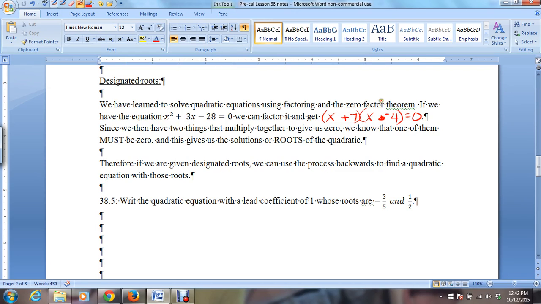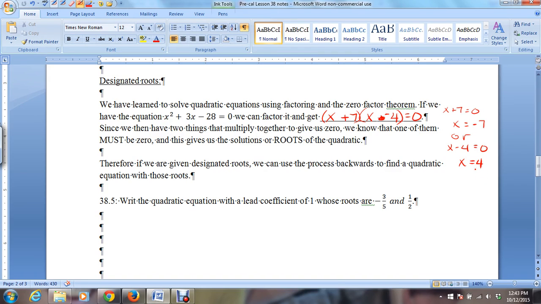So you would work it out like this, and then using the zero factor theorem, you would say, well, if these 2 things multiplied together give me 0, then one of them has to be 0. So I would say x plus 7 is 0, which would make x negative 7, or x minus 4 is 0, which would make x 4. So my solutions for that quadratic would be negative 7 and 4.